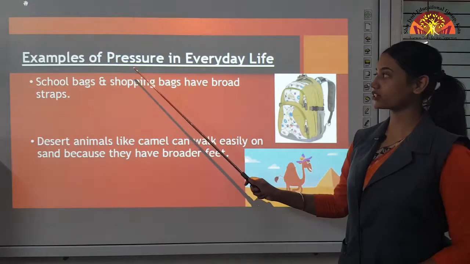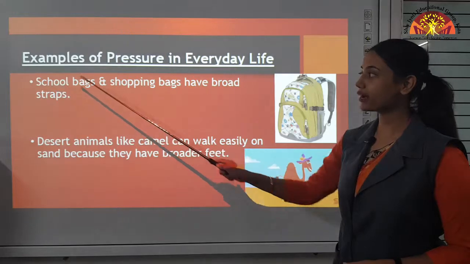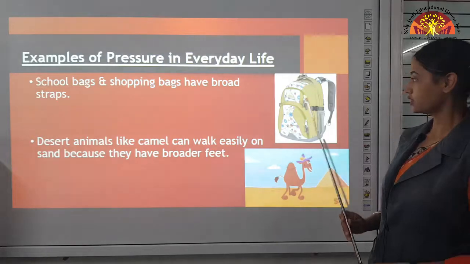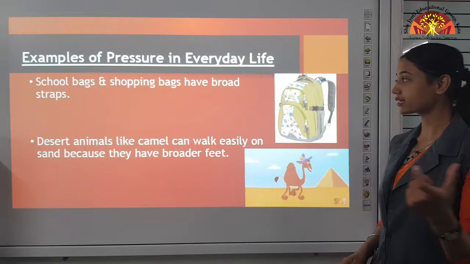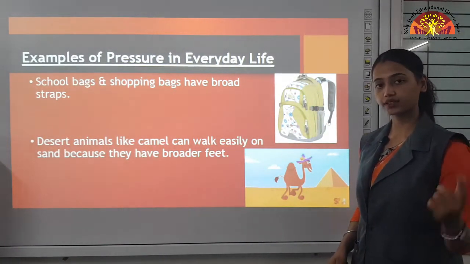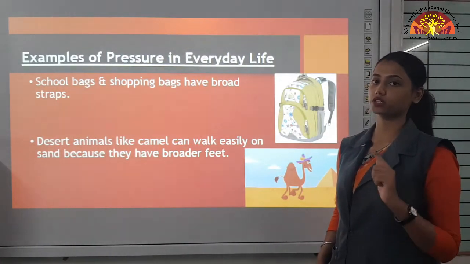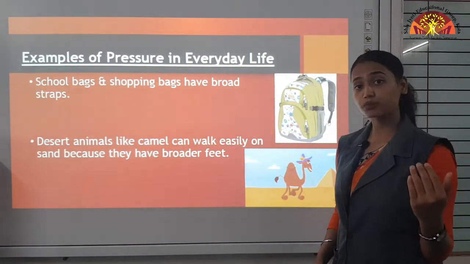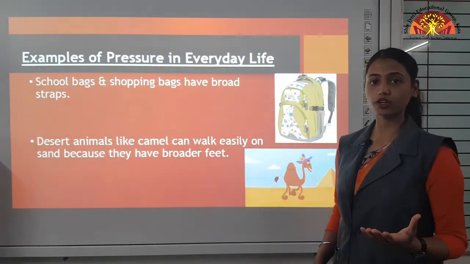Now examples of pressure in everyday life. Where do you see pressure in your day-to-day life? School bags and shopping bags have broad straps. You carry your school bag, so you have straps of this kind. They are broader. Why? Because it makes the surface area larger. So again, remember that inverse proportional relation: pressure is inversely proportional to area. More area means less pressure will be exerted on your shoulders, and it will make it easy to carry your school bags.